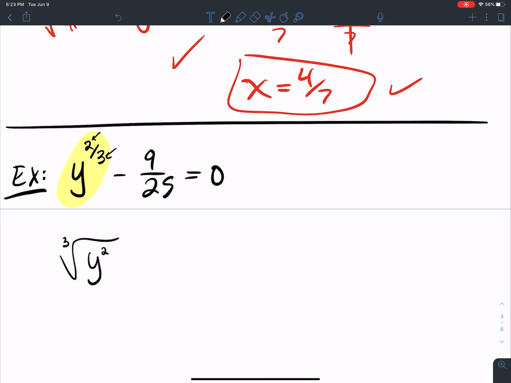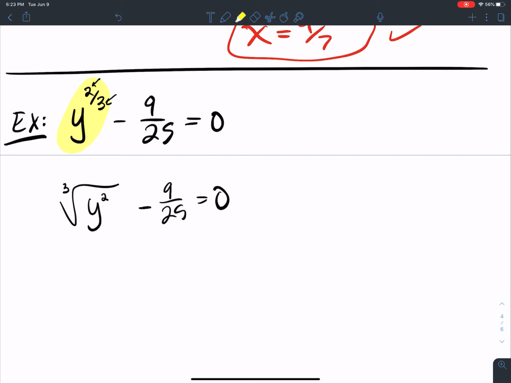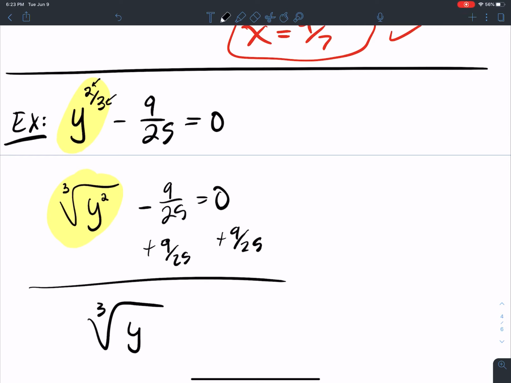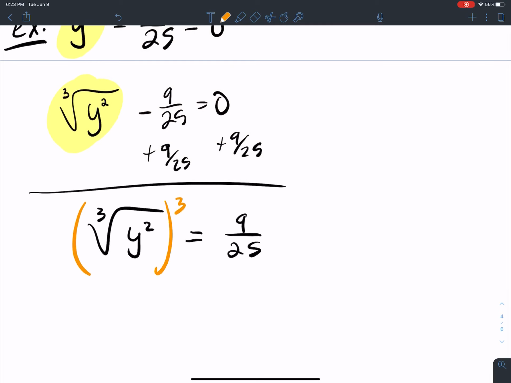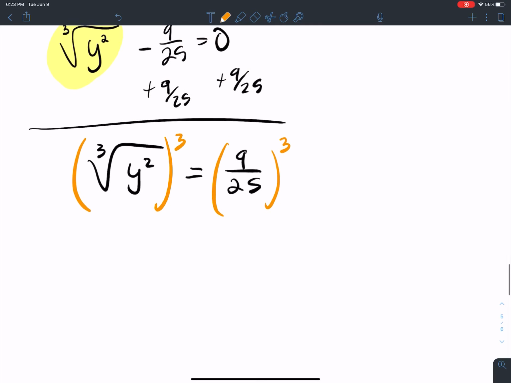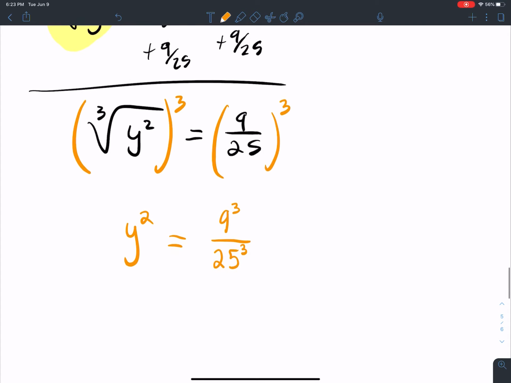So cube root of y squared minus 9 over 25 equals 0. To get the radical by itself, I'm going to add the 9 over 25 to both sides. When I do that, I get the cube root of y squared equals 9 over 25. To get rid of the cube root, I'm going to cube both sides, so that gets me y squared equals 9 cubed over 25 cubed. Now you might be asking, Mr. Clark, why aren't you just multiplying this out? There is a method for why I'm doing this. You'll see in just a second.